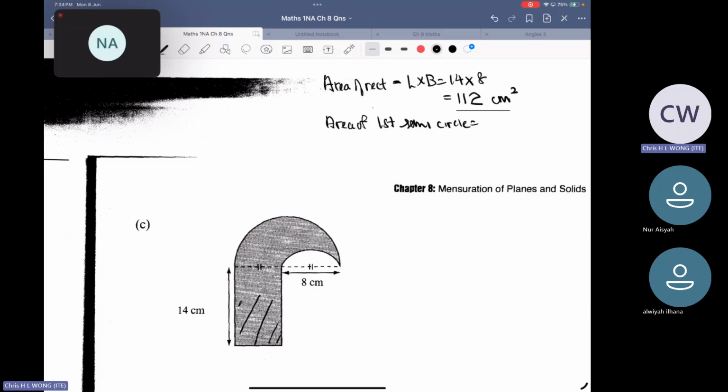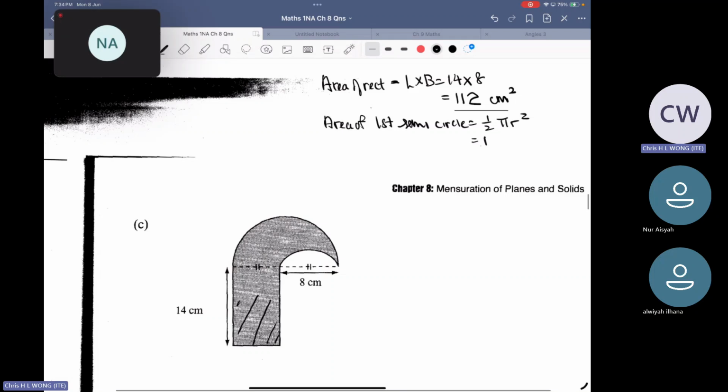Half. Is it half? Half what? Yes, thank you. Half pi r square equals to half times 3.142 times r will be 8, right? 8 square. Okay, I'll take out my calculator. Your calculator to help you. Don't try to do manually, okay? Use a calculator to help you.